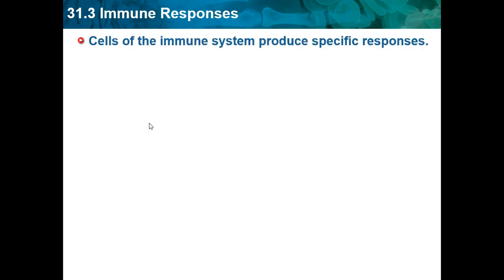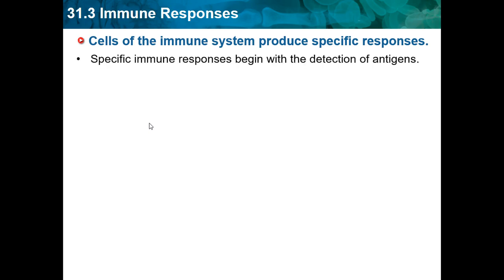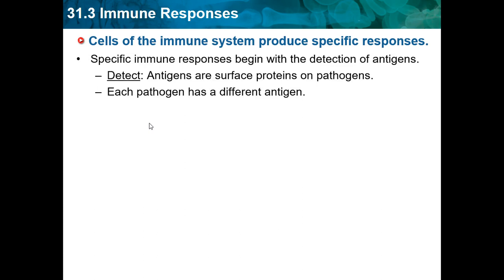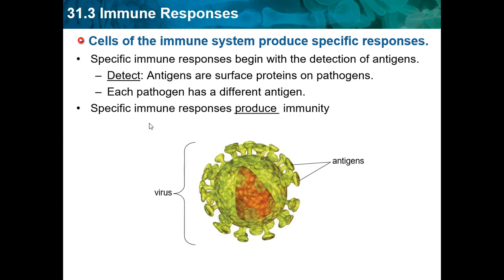Cells of the immune system produce specific responses. Specific immune responses begin with the detection of antigens. Antigens are surface proteins on pathogens. Each pathogen has a different antigen. Specific immune responses produce immunity. Depending on if you already had that sickness before, you would be more likely to fight against it using your specific immune responses.